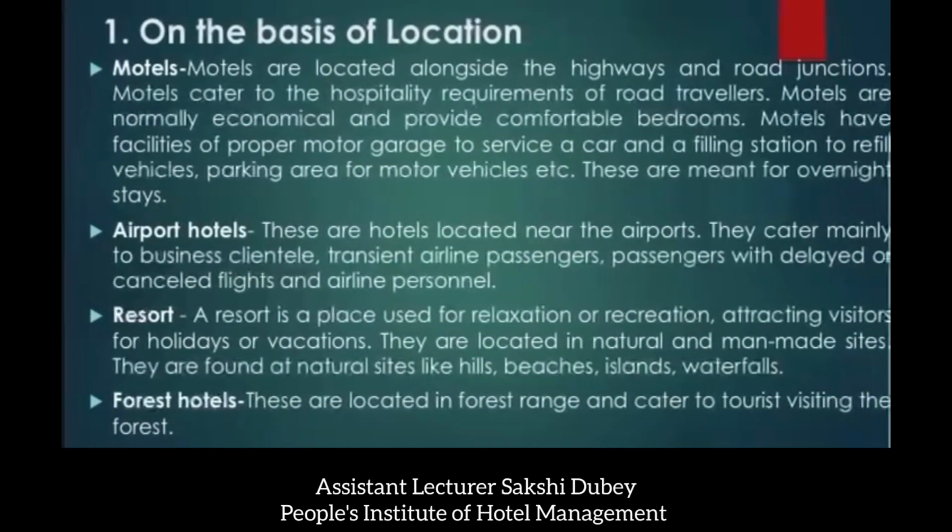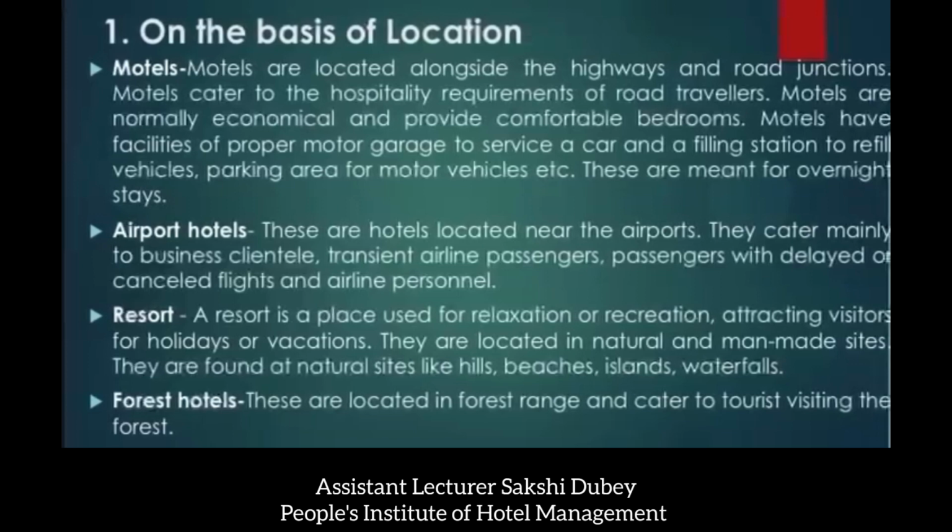Next there are motels. Now what are motels? Motels are those places which are situated on the highways, or we can say road junctions. The target of motels are the guests who are traveling on the highways, so they can stay there. The motel is different from other hotels as it has a huge parking space as compared to suburban hotels or any other hotels.